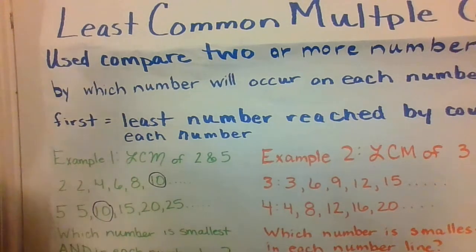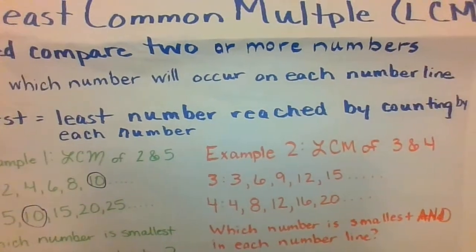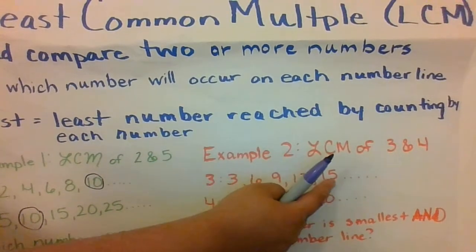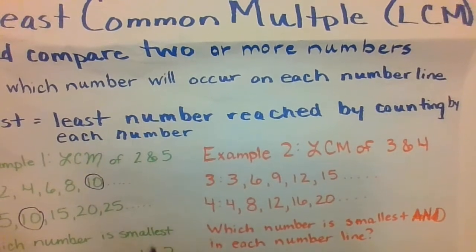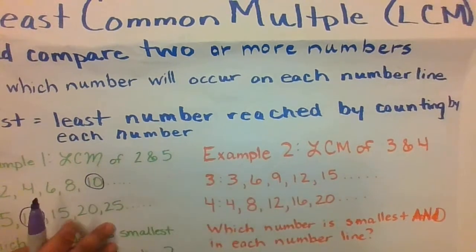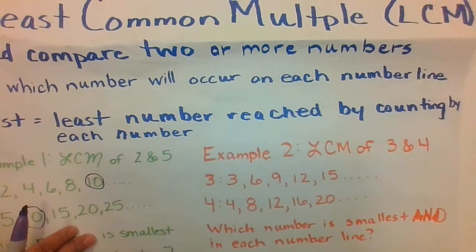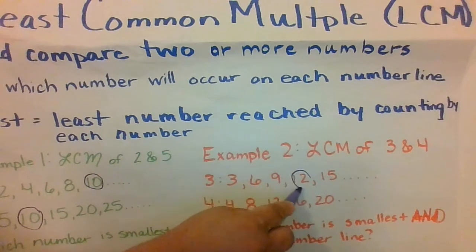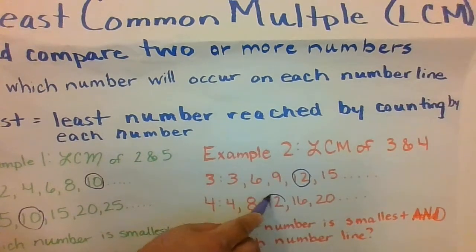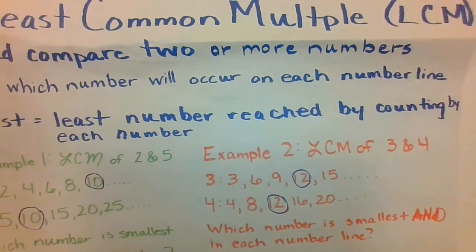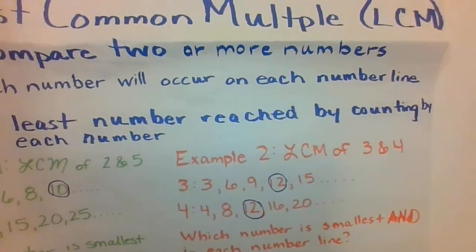Okay? Once again, we're going to do this with the numbers 3 and 4. So we count by 3's: 3, 6, 9, 12, 15. And then count by 4's, which gives us 4, 8, 12, 16, and 20. And if we look, what number appears on both number lines? For those of you that picked the number 12, you are absolutely correct, because I can count by 3's and get to 12, and I can also count by 4's and get to 12.